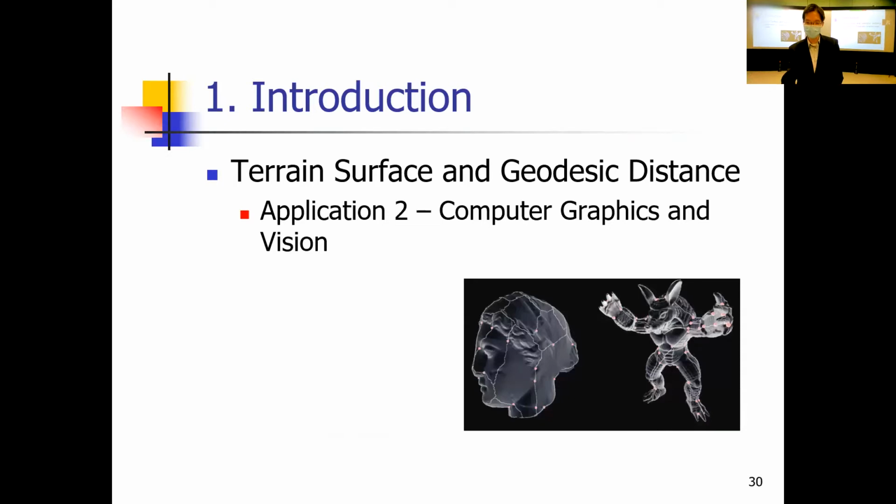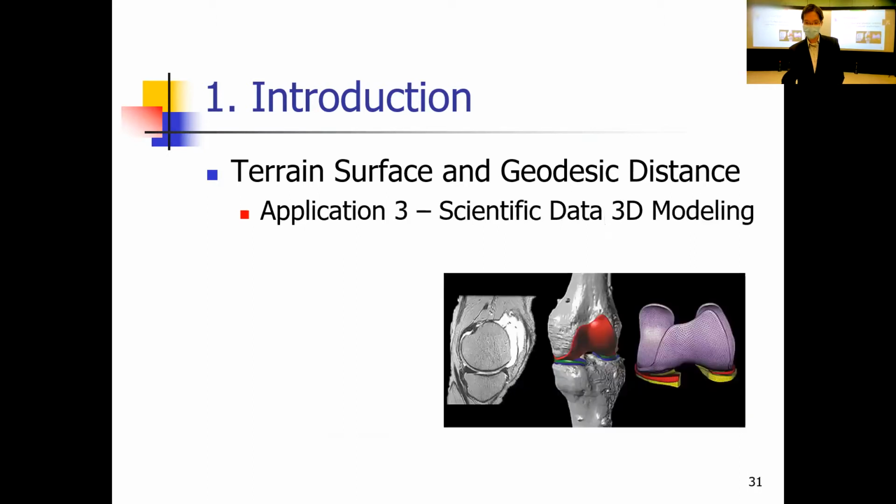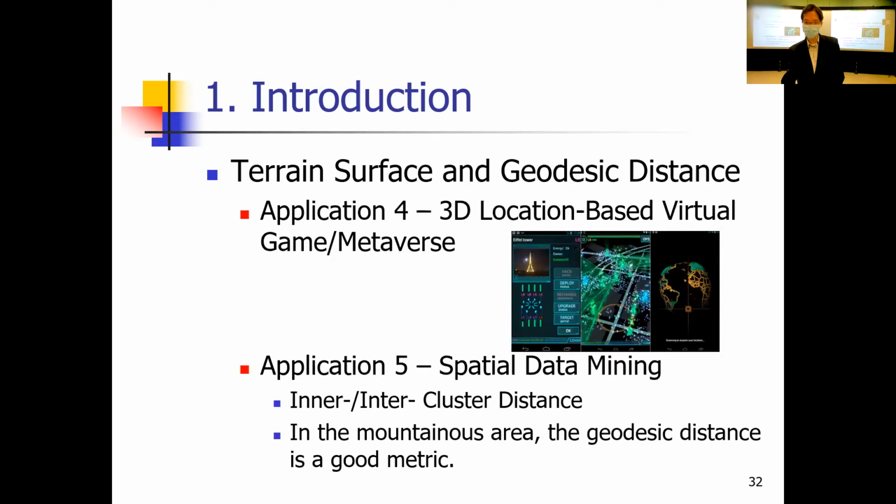Application 2 in computer graphics, this kind of thing also happens in some 3D models like this. And also application 3, scientific data 3D model. They also use 3D models inside, and this kind of work can also be applied to these 3D models. Application 4, as I mentioned, this is related to metaverse, and actually this means 3D location-based virtual game. Okay, inside that you can use the methodology in this framework. And application 5, spatial data mining, we can also consider the inner and inter-cluster distance. And in the mountain view, okay, the geodesic distance is a good metric in this framework.